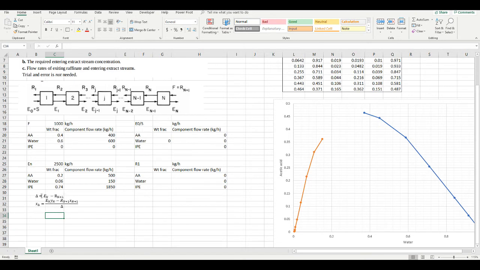So the delta point flow rate is simply the difference between the extract and raffinate streams, and then the composition, or I guess the position of this point on the graph, is going to be the difference in the component flow rates. So let's go ahead and do that. So let's define a delta point, and this delta point value is going to be equal to En minus the feed flow rate. So that's going to be 1500, and then we're going to have a difference in flow rate for each of the components.